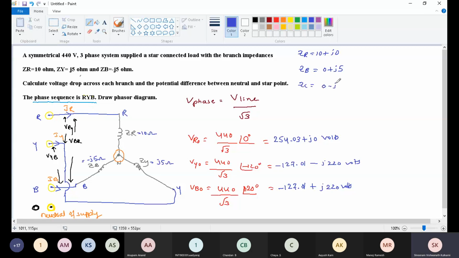0 minus J5. Now, tell me YR is equal to 1 by ZR. YB is equal to 1 by ZB. YC is equal to 1 by ZC. Please tell me the values for YR, YB, YC.